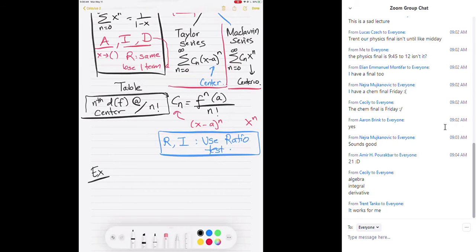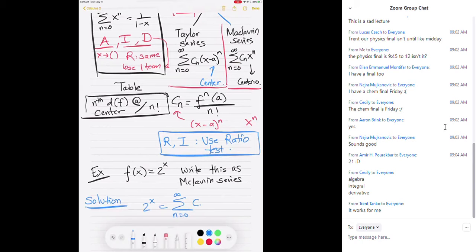First I'm going to take the simple one. So f of x is 2 to the x, and I want to write this as a Maclaurin series. Here is how I start. Solution: I know I want to write this 2 to the x as the summation n equals 0 to infinity of Cn x to the n. Why x to the n? Because a Maclaurin series is a Taylor series centered at 0.